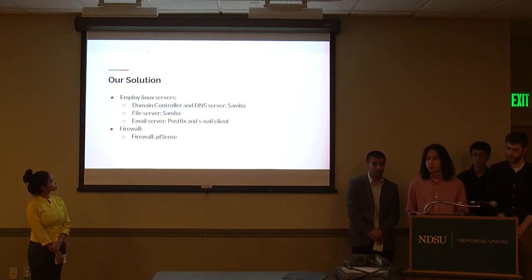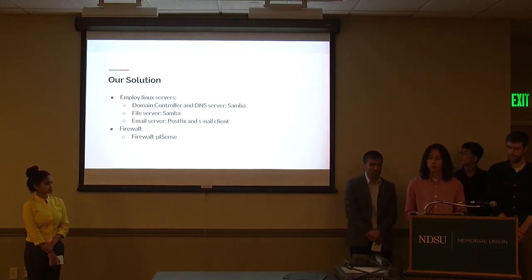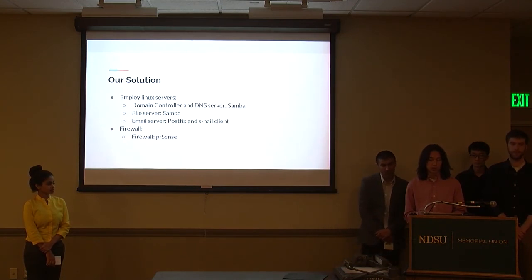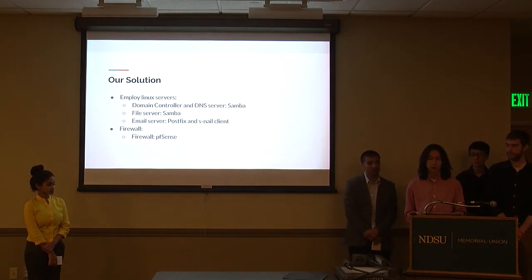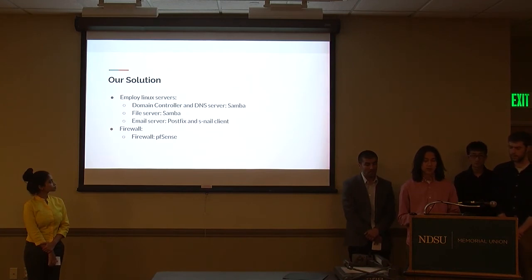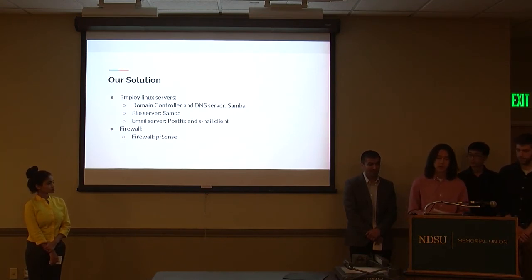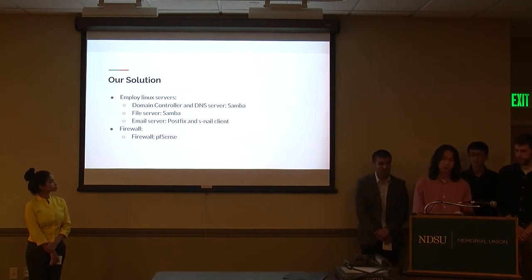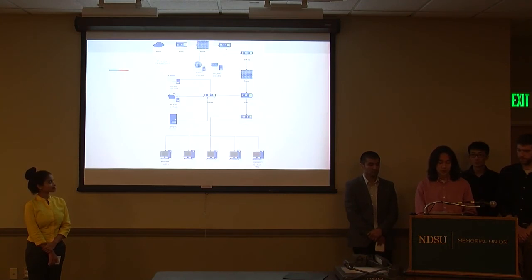So to accomplish the realistic business enterprise, we had to image a few VMs. First off, we imaged a domain controller and DNS server, which are Samba based. Then we moved on to the file server, which is also Samba based. We decided to incorporate an email server, which is Postfix and has a Snail client. And then, of course, we have to have a firewall. That is pfSense, and that was probably the biggest issue, which we'll get into a little bit later.